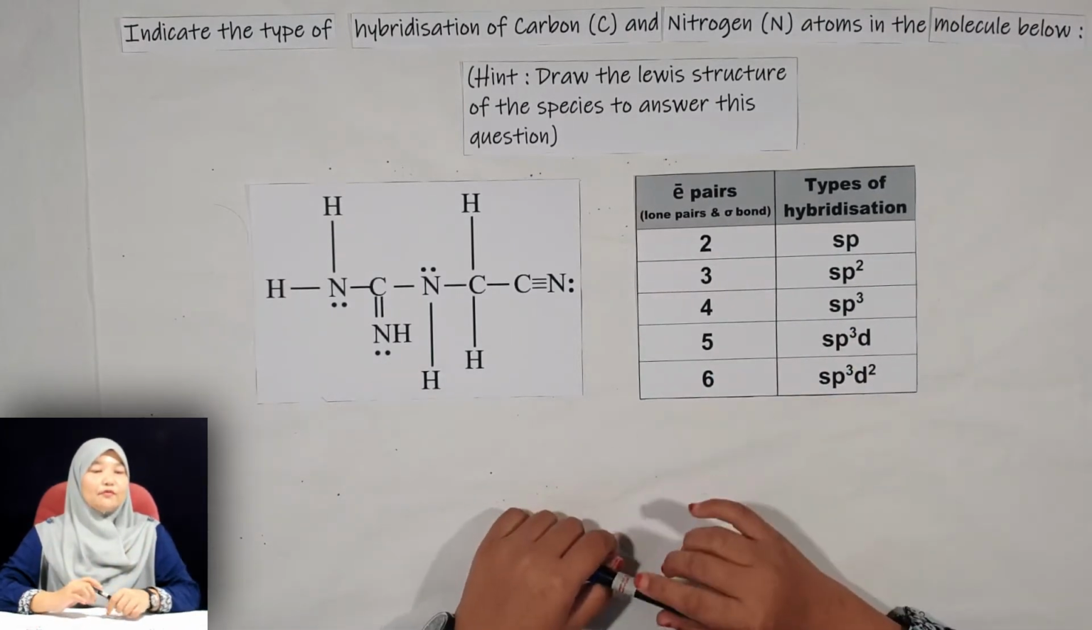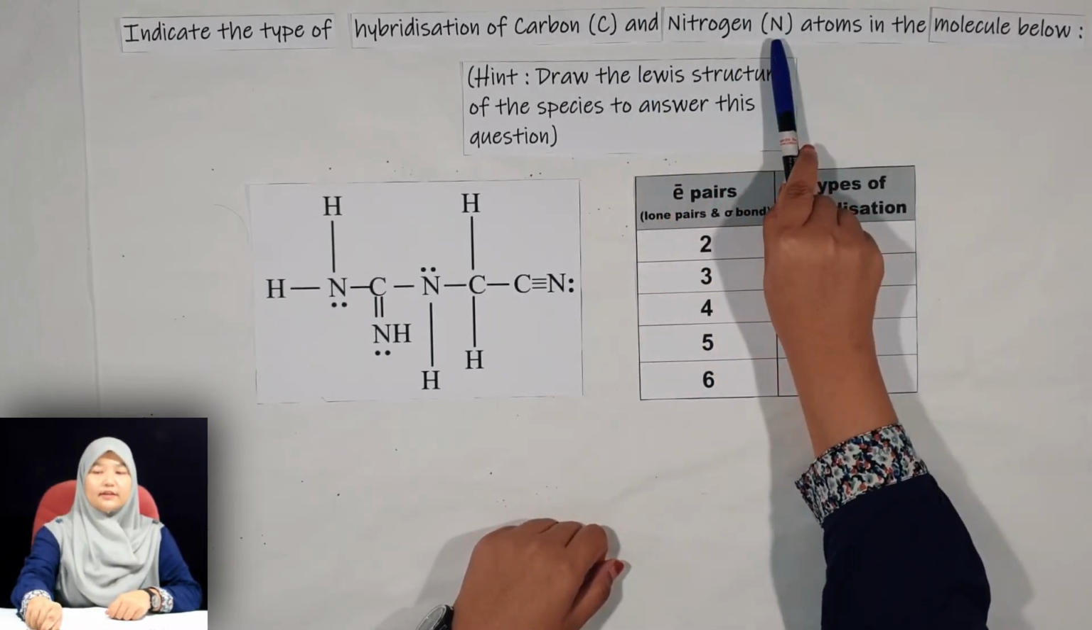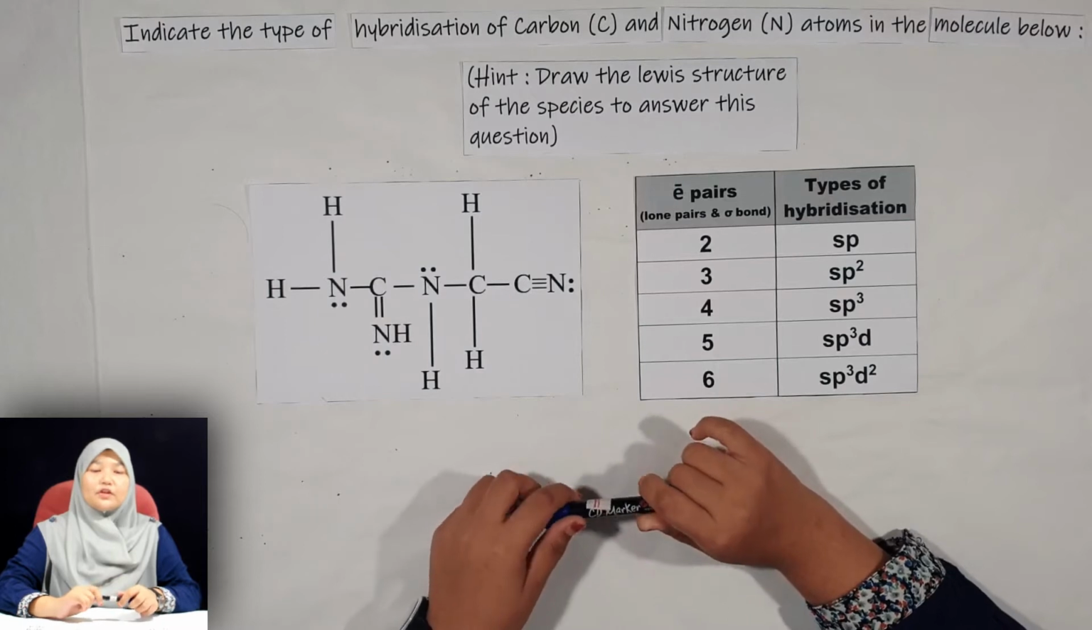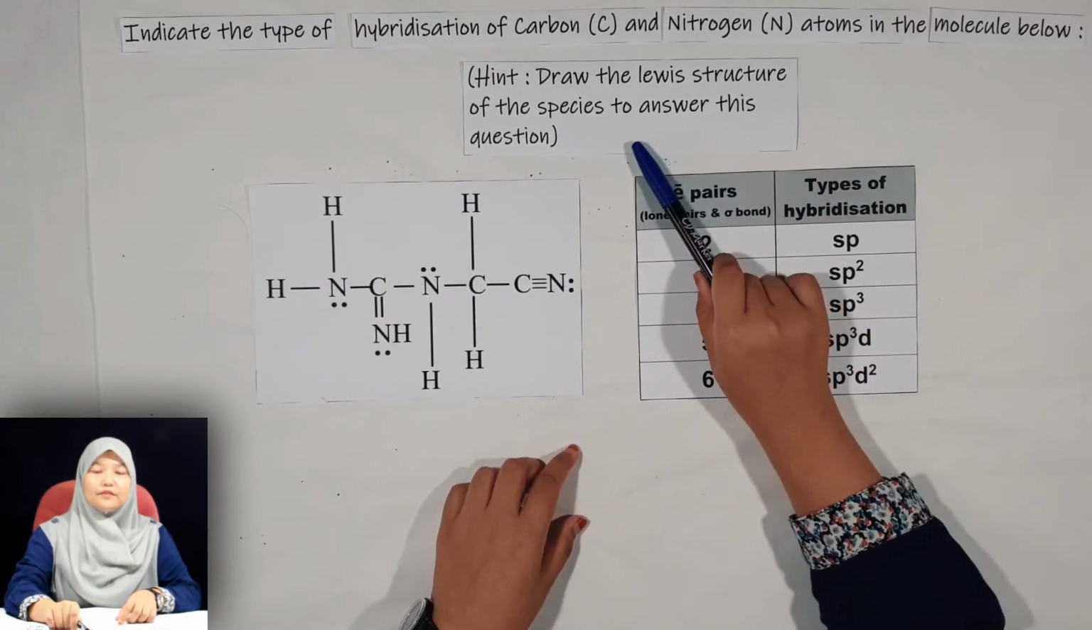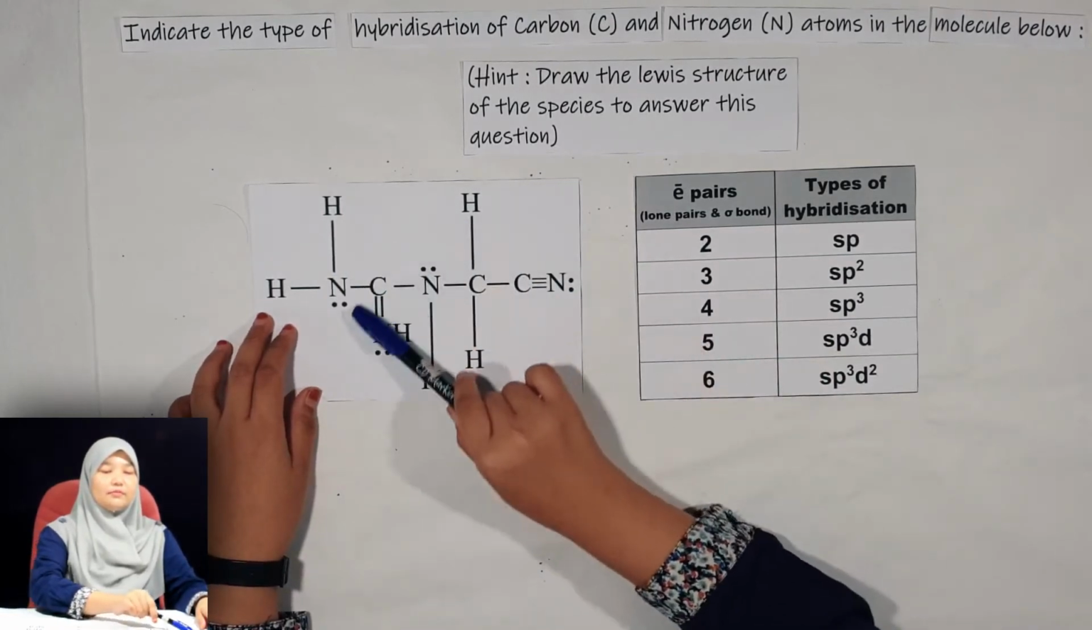Indicate the type of hybridization of carbon and nitrogen atoms in the molecule below. So hint, draw the Lewis structure of the species to answer this question. So here is the Lewis structure of the molecule.